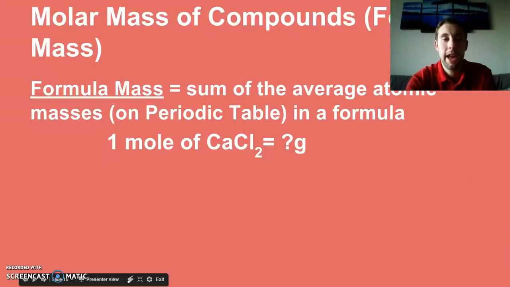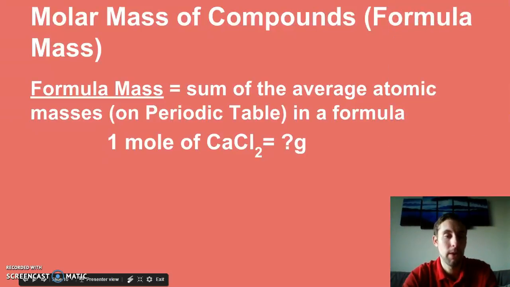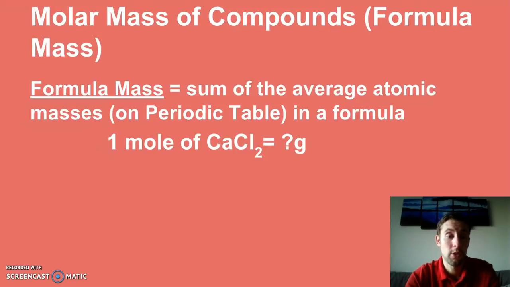Okay, so we're going to look at how to get the molar mass of a compound. It's also called the formula mass by some people. Same idea. I just prefer to use molar mass, so we'll go with that one. Right, so you're going to want to know that the molar mass, or formula mass, is the sum of all the average atomic masses, that number we find beneath the elements on the periodic table, in that formula.